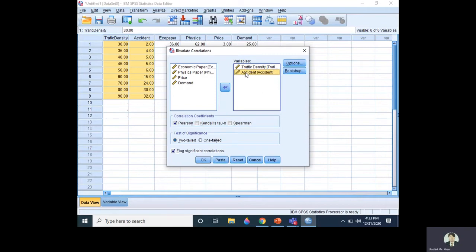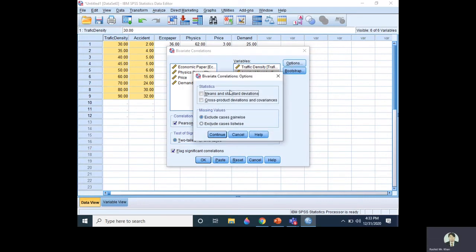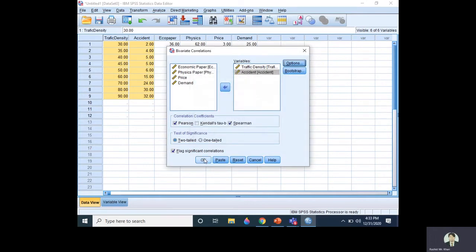So these two variables, let's check if any relationship exists, and if a relationship exists, what is the strength of that relationship. Okay, so we need here the Pearson, that's very broadly used to test the correlation, is there any significance or not, and the Spearman test. These two tests, we need the two-tail test. For the descriptive statistics we need means and standard deviation. So just continue, and okay.